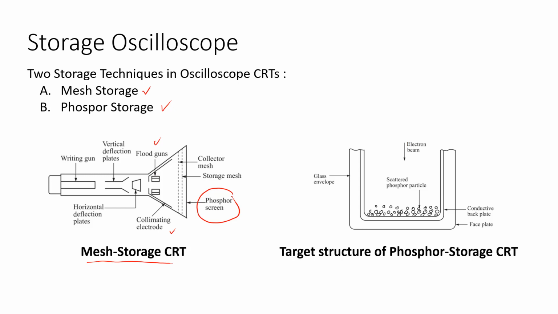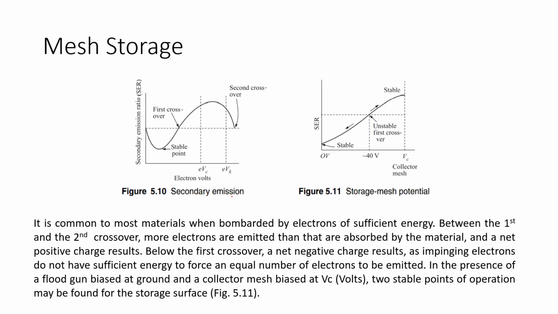Another kind of oscilloscope is phosphor storage, and this is the target structure of the phosphor storage CRT. We will talk about this phosphor storage later. The characteristics of the mesh storage CRT you can see in figure 5.10 and also 5.11.